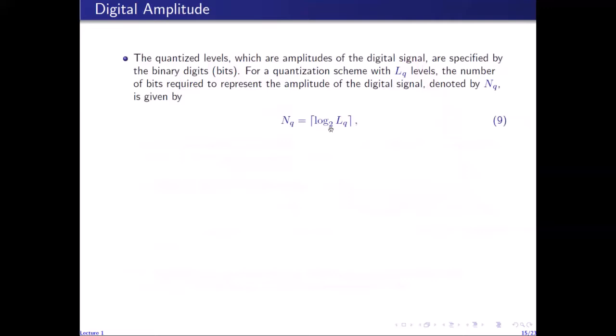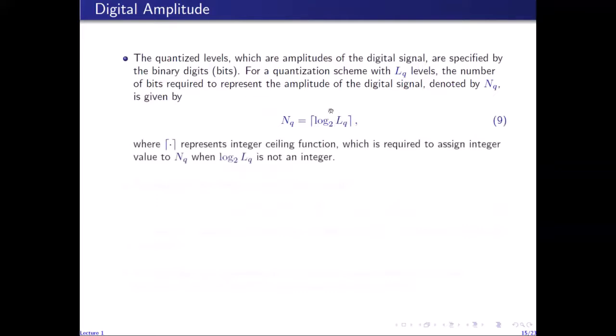So the number of bits is given by the log base 2 of LQ. But if LQ is not a power of 2, then log base 2 of LQ will not be an integer, which is why I use the integer ceiling function. Because if LQ is, let's say, 6, then log base 2 of LQ will be greater than 2 but less than 3. But I cannot choose 2 because 2 bits cannot represent 6 levels, but 3 bits can represent 6 levels. So that is why I take the ceiling of the number to get 3.